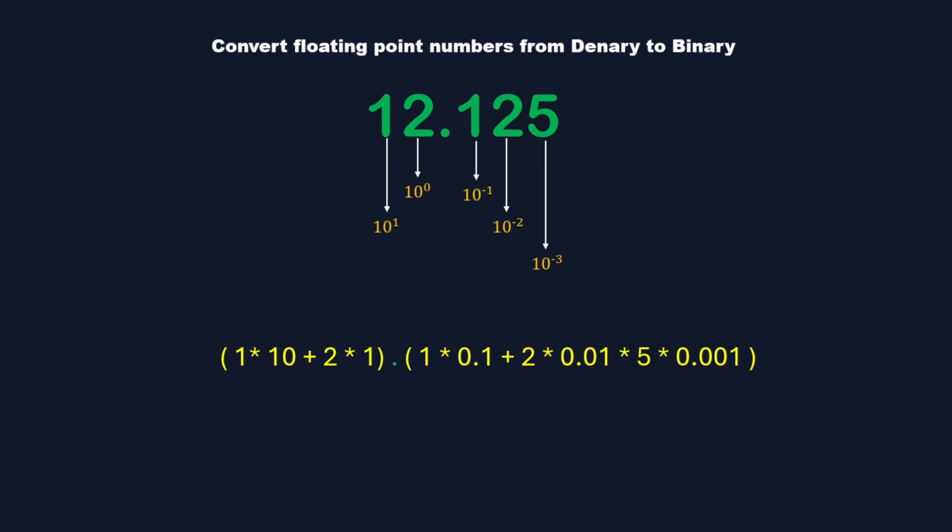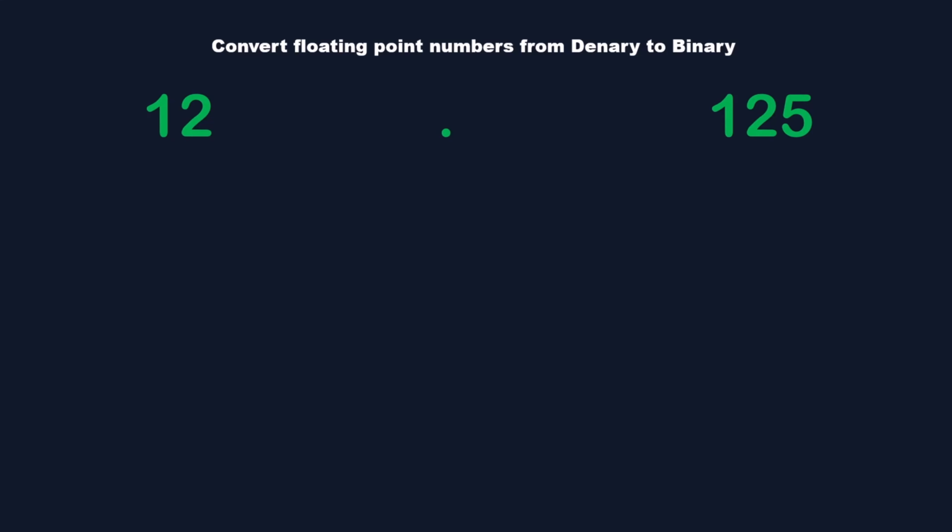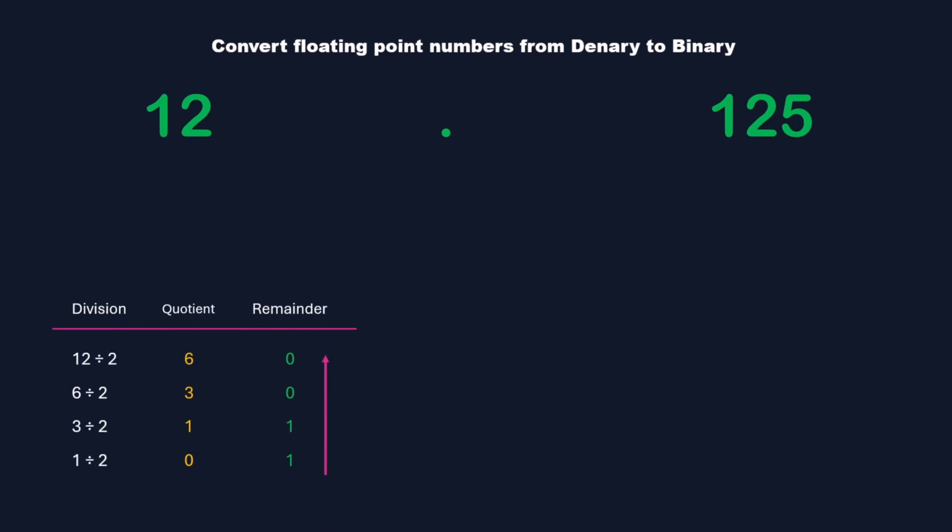Now, if you want to represent this number in base 2, for the integer part we need to use the method of the successive division by 2. 12 divided by 2 equals 6, remainder 0. 6 divided by 2 equals 3, again remainder 0. 3 divided by 2 equals 1, remainder 1. And finally, 1 divided by 2 equals 0 with the remainder 1.